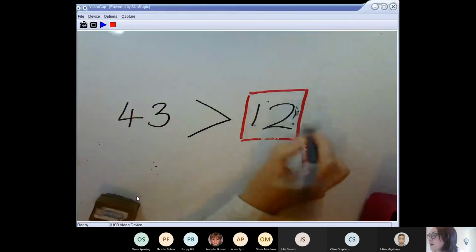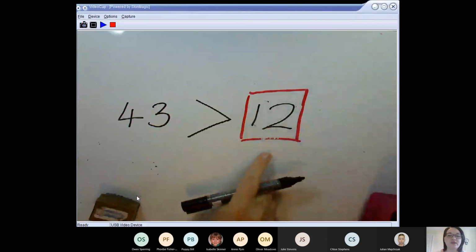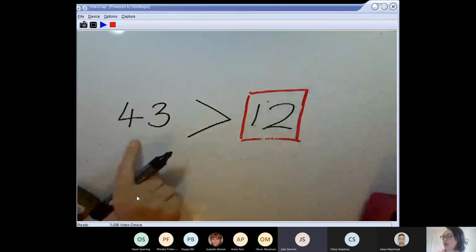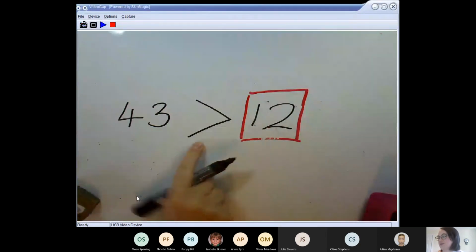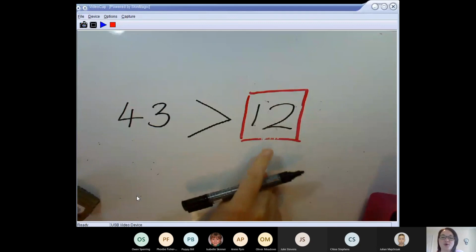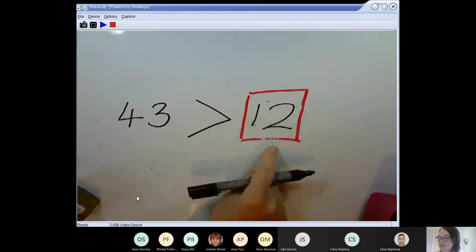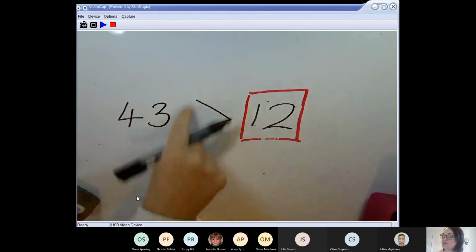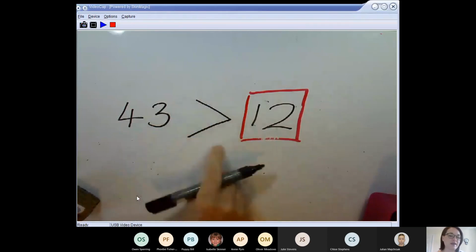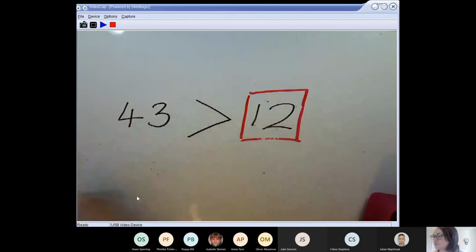So if I leave it with my number 12, can everybody read this all together? 43 is greater than 12. You have to pick a number that was smaller. The smaller side is on this side of the sign, therefore the smallest number goes here. The great big bit comes first, therefore this sign is the greater than sign.